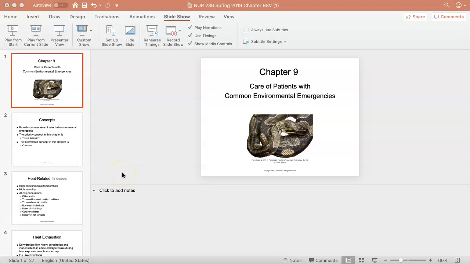All right, Chapter 9, Care of Patients with Common Environmental Emergencies. This chapter looks at environmental emergencies that we may see when we leave our home to enjoy recreational activities.